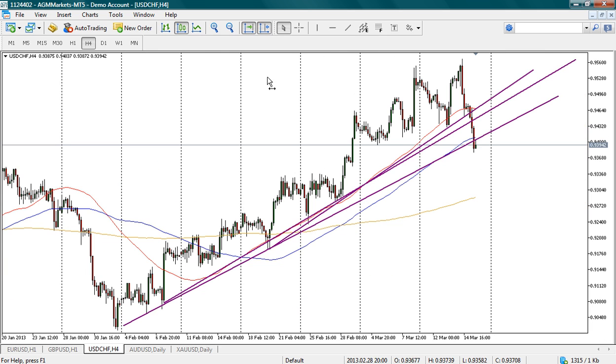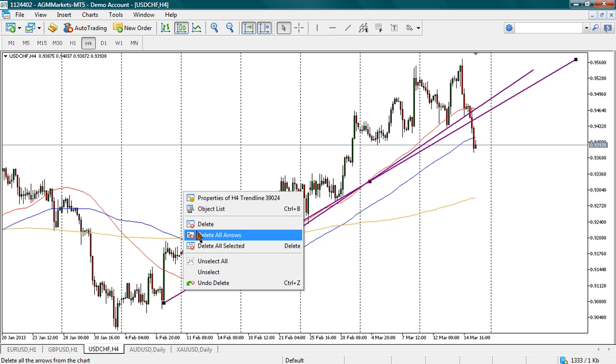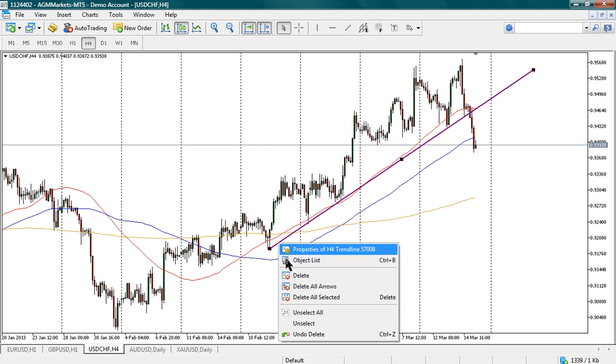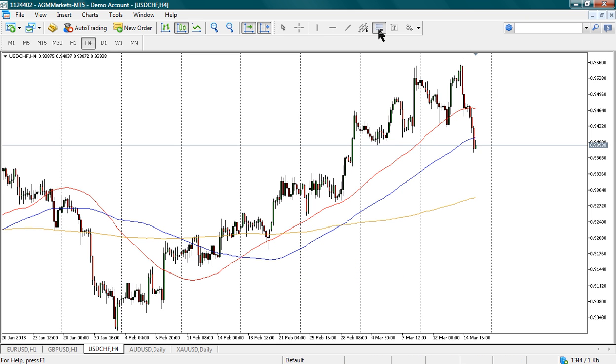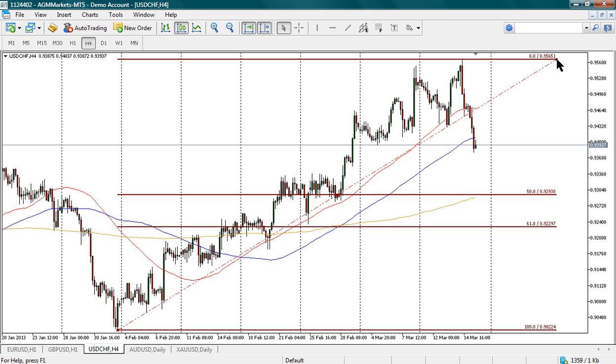Wouldn't be surprised to see some further downside here. And also, if we delete these trend lines, I want to show you a fib setup, which could come into play next week. If you draw your fib from the lows to the highs here, then the 50% retrace comes in at 0.9293. A lot of people will most probably have pending orders in at that level, with stops probably just behind the 61.8. That's a very common way to trade. So that's the one setup.